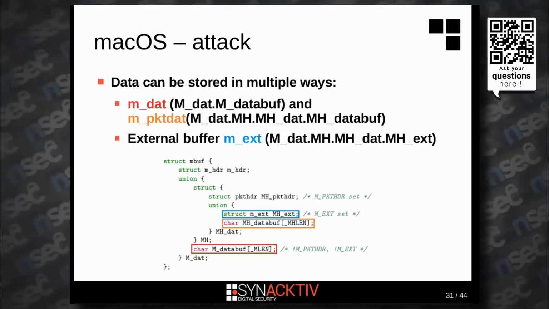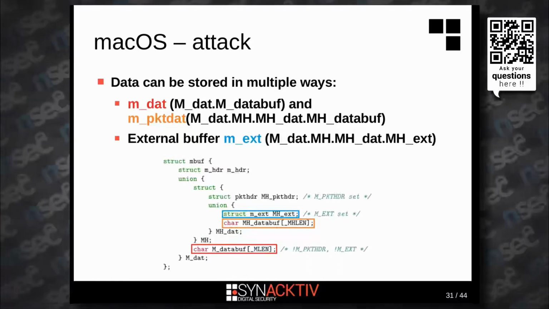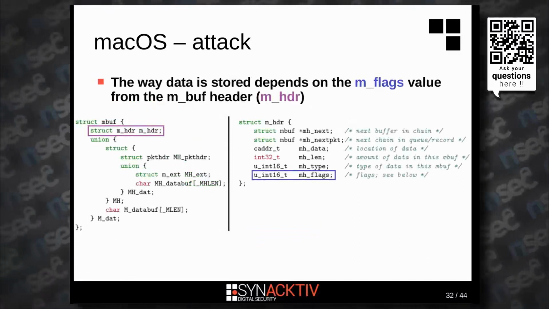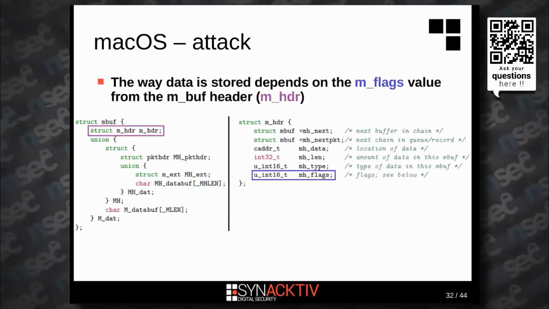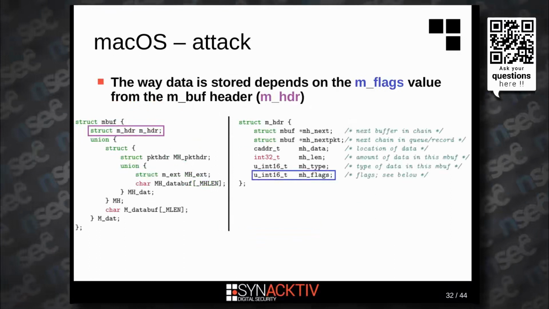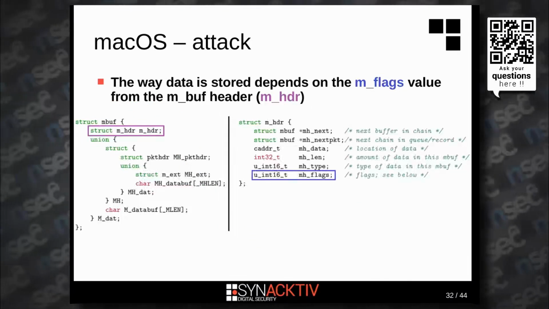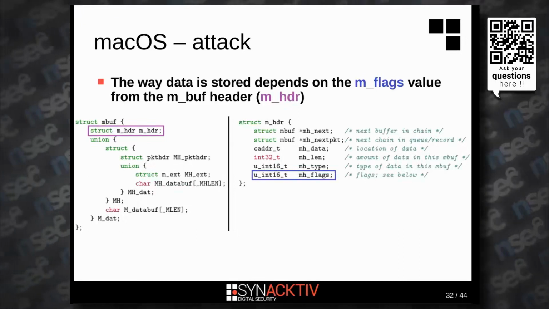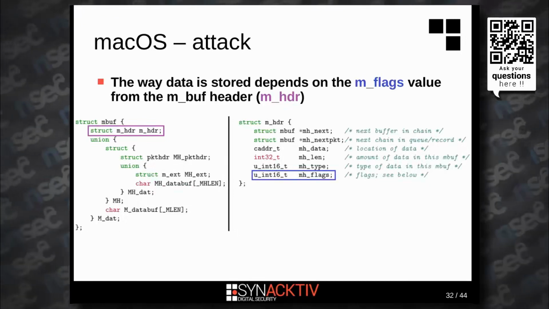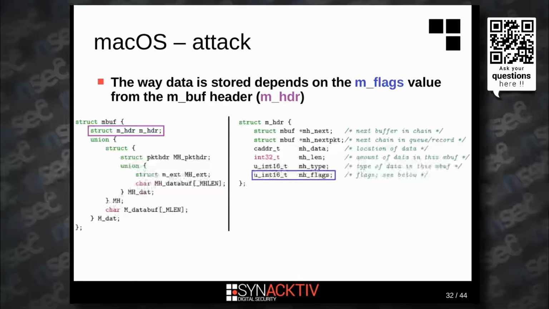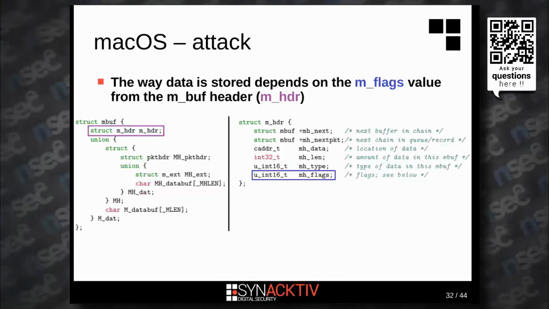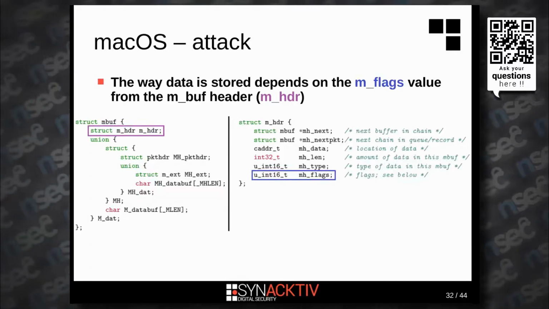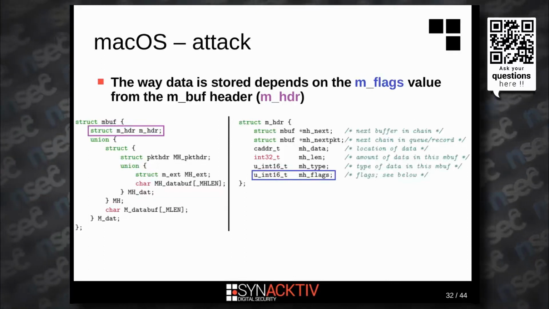If you look at the m_ext, I said that we are interested in it, and this means that we are interested in the corresponding flag which will enable it. This corresponding flag, M_EXT in uppercase, is stored in the mbuf structure header, as you see on the slide in purple. So in this specific structure, we have a field which contains the flag, which maybe we can set.